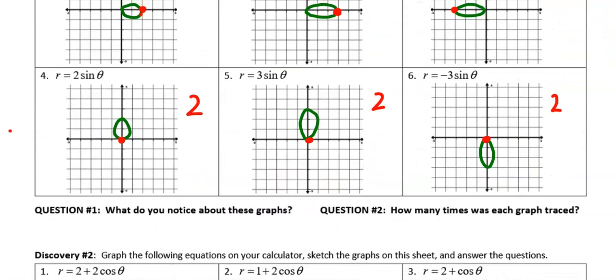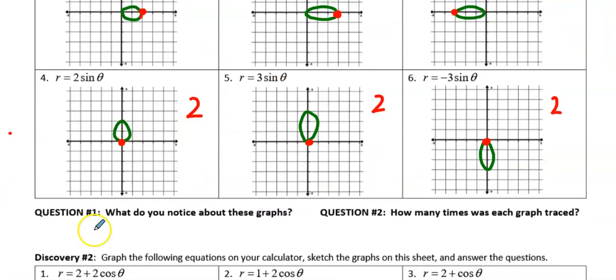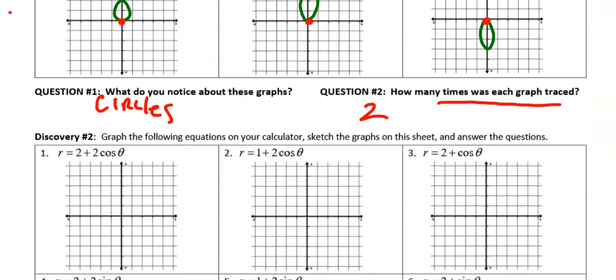So here at the bottom, it says, what do you notice about all these graphs? Well, they end up being circles, even though mine look more like ellipses, but that's okay. And how many times does each graph trace on the interval from 0 to 2 pi? And the answer is going to be 2. So let's move on to the next group.